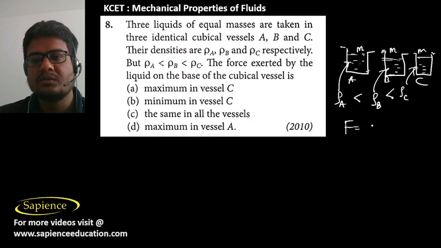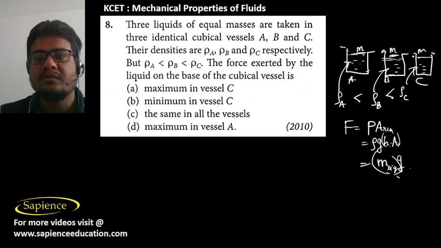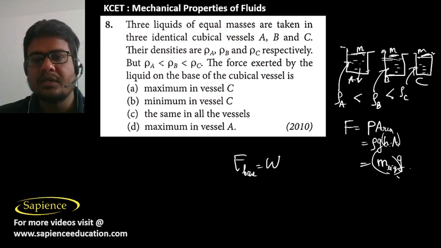So we know that the force is equal to pressure into area of cross section. So the pressure is equal to rho gh, rho gh into A. Now h into A is the volume of the liquid, so volume into rho, that is the mass of the liquid present in the vessel, into g. Now here it is told that since mass of the liquids in the vessel are same, therefore the weights of the liquid will be equal to the force exerted on the base. The force exerted on the base will be equal to the weight of the liquid present in the vessel, that is mass of the liquid into g.